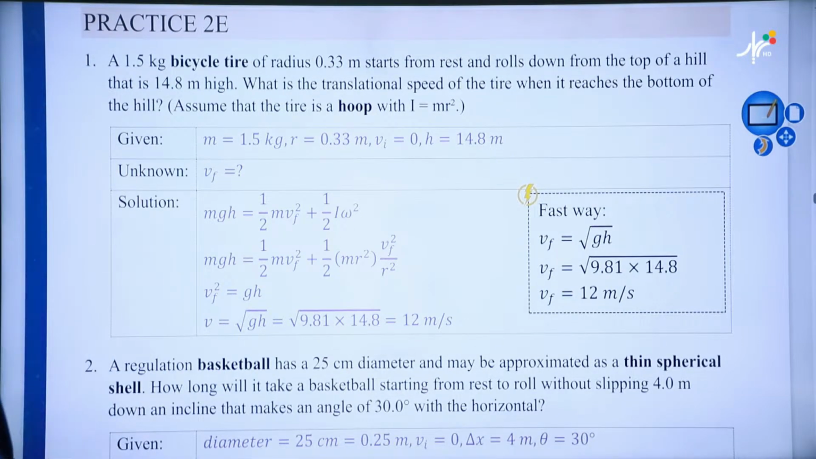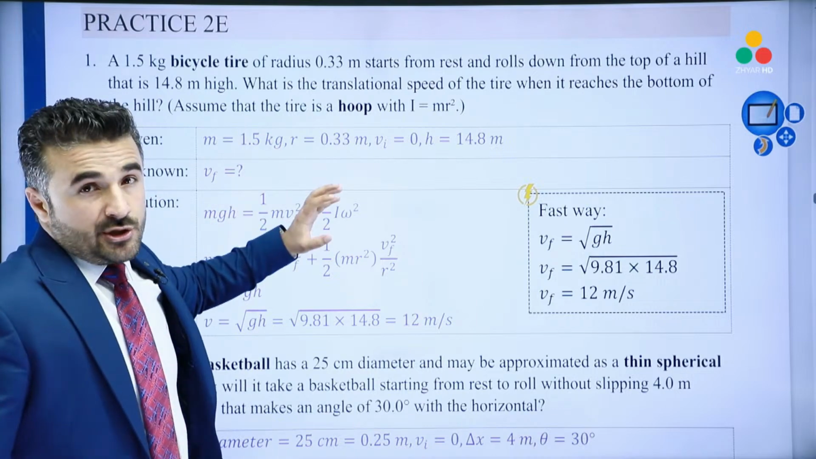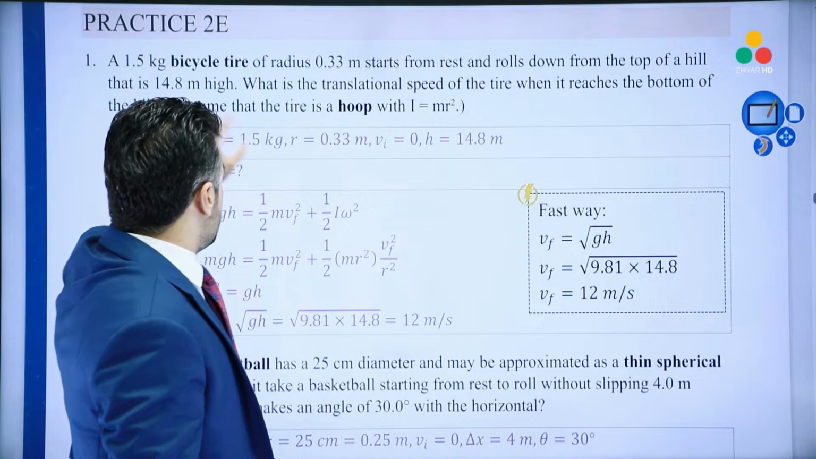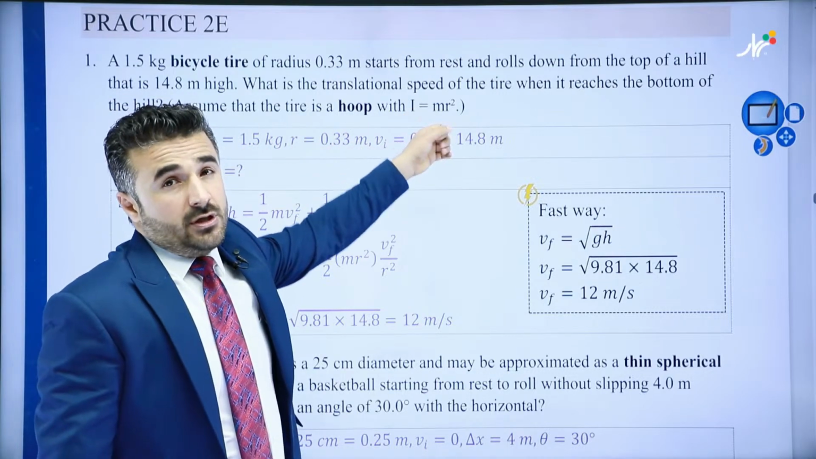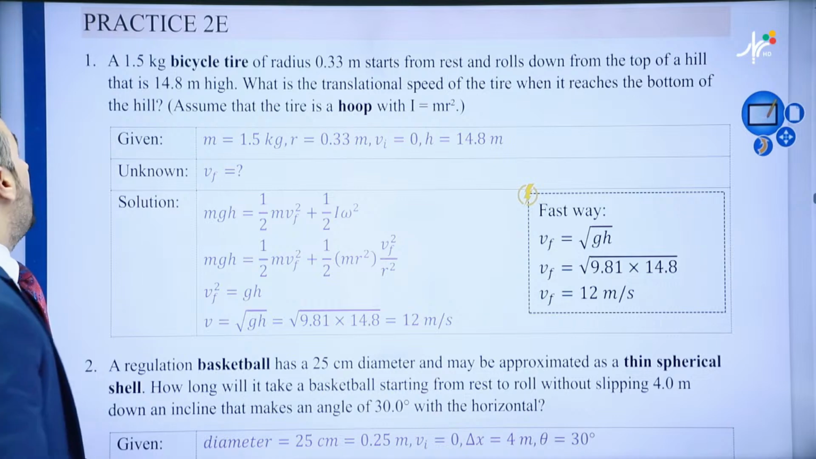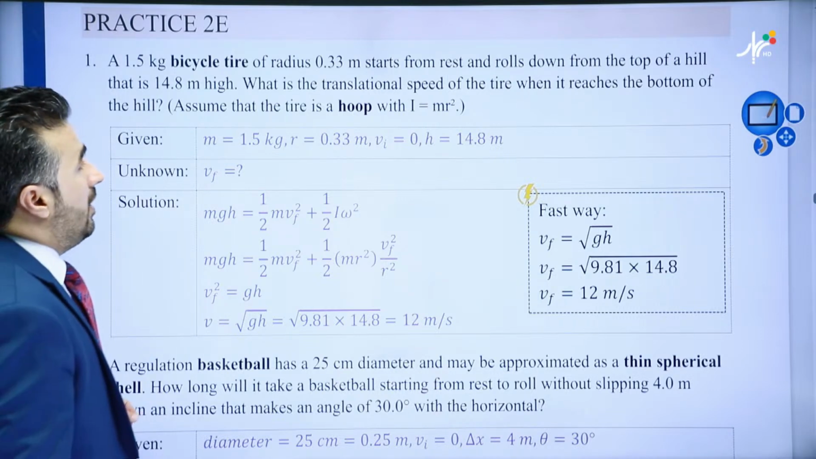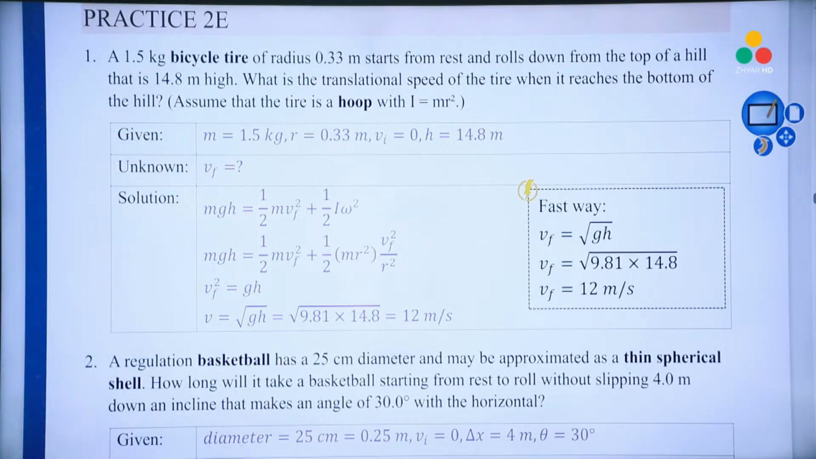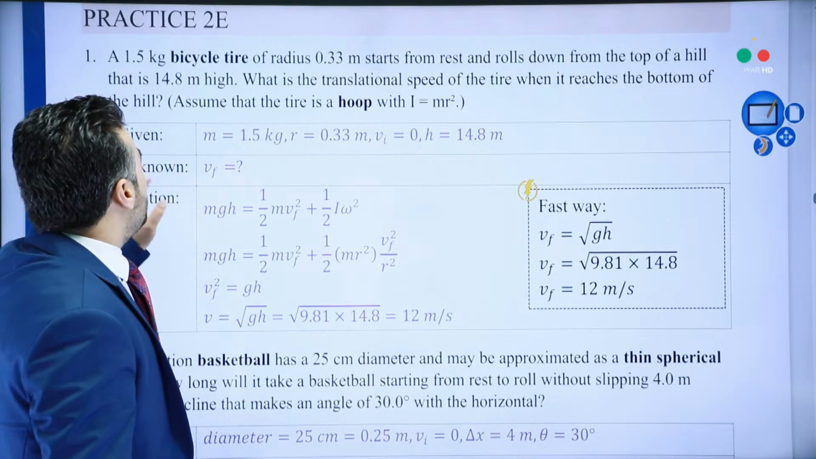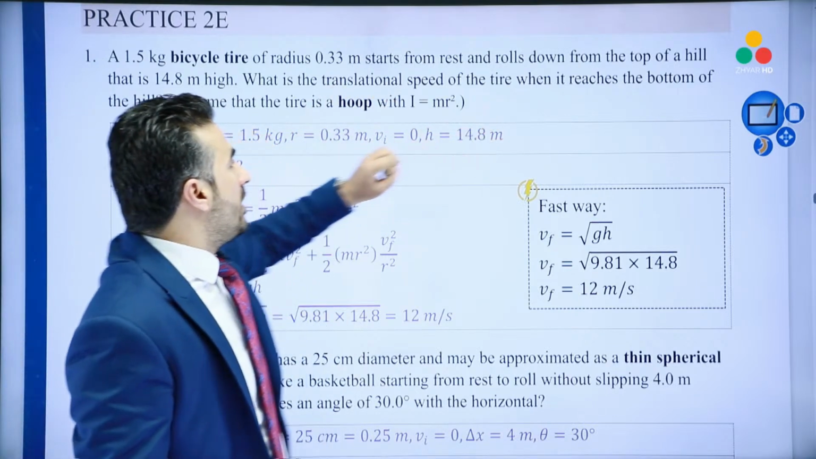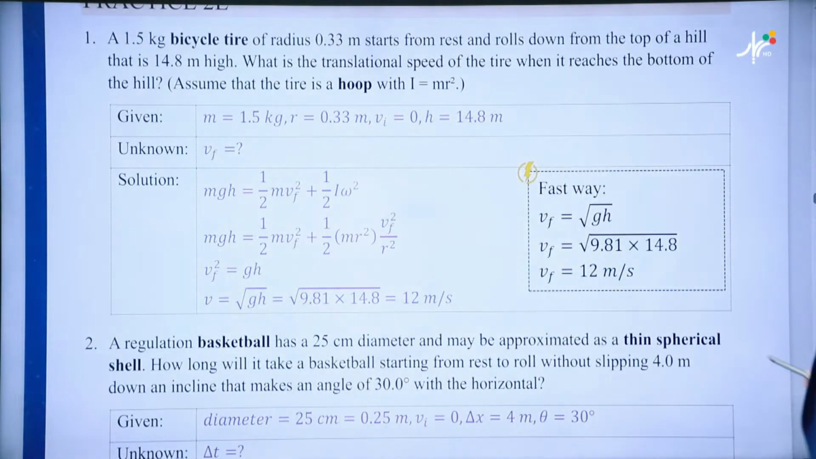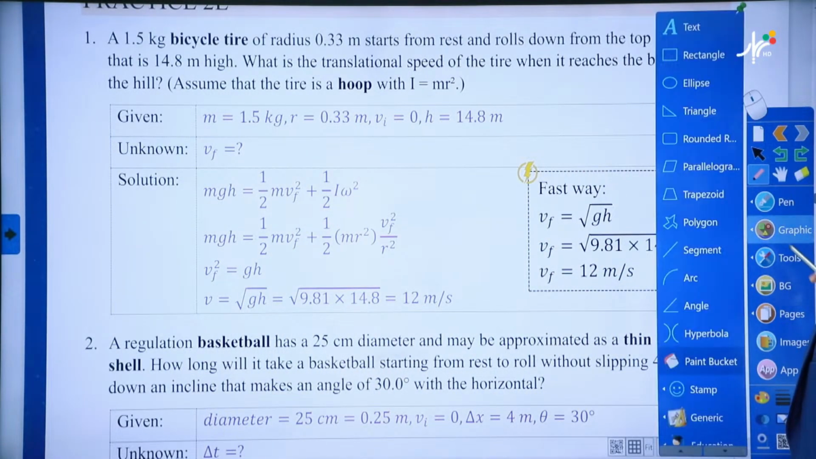It says a 1.5 kilogram bicycle tire. You know that the shape of the object that is rolling or moving is very important for these situations. At the end, it gives you a hint. It says, assume that the tire is a hoop with moment of inertia equal to mass times radius squared. That is a very good hint here. So the radius is 0.33 meters, starts from rest, rolls down from the top of a hill that is 14.8 meters high. What is the translational speed of the tire when it reaches the bottom of the hill? So once again, we want the final translational speed at the bottom as well.